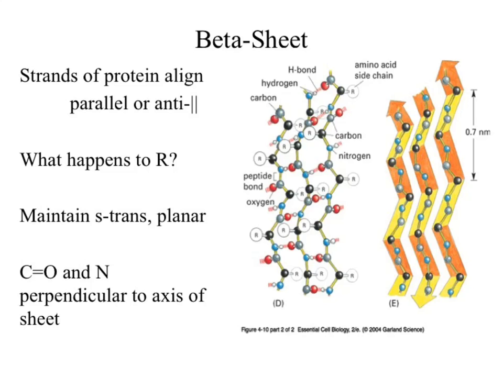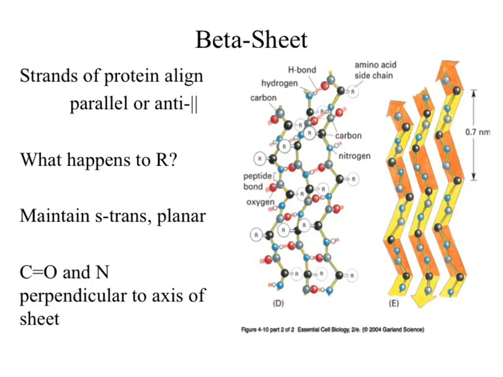Because both of those options are possible to us, we end up calling them by different names. This is where we get parallel versus anti-parallel. Parallel, your beta sheet direction is amine to carboxyl, amine to carboxyl, amine to carboxyl. The anti-parallel is amine to carboxyl, then carboxyl to amine. So it's snakes as opposed to just all the same alignment.